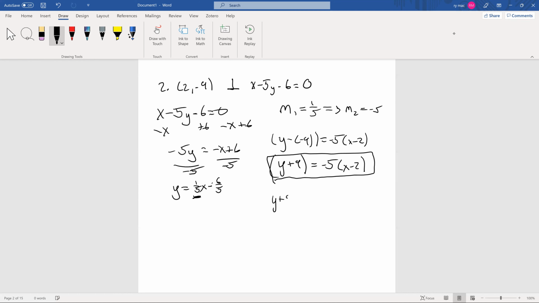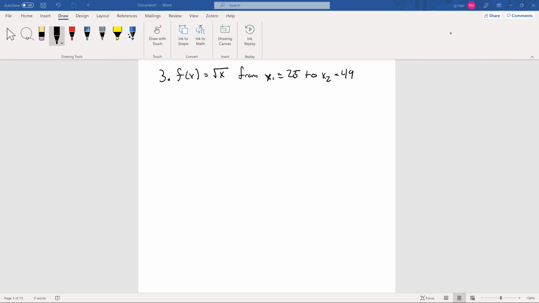So y plus 9 is equal to, if I distribute my negative 5 out, I get negative 5x plus 10. And then I'm just going to add 5x and minus 10 on both sides. So my answer is 5x plus y minus 1 is equal to 0. And that is number 2.